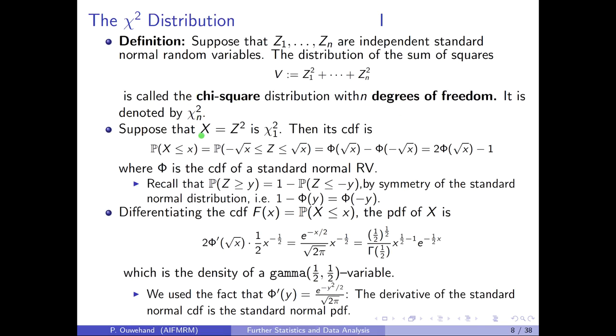Suppose now that X is equal to Z squared. It's just a sum of one square of a normal random variable, so it's chi squared with 1 degree of freedom. Then its cumulative distribution function is given as follows. The probability that X is less than x, that's the probability that Z squared is less than x, which is the probability that Z lies between the square root of x and minus the square root of x. And that simplifies as twice phi of square root of x minus 1, where phi is the cumulative distribution function of a standard normal random variable.